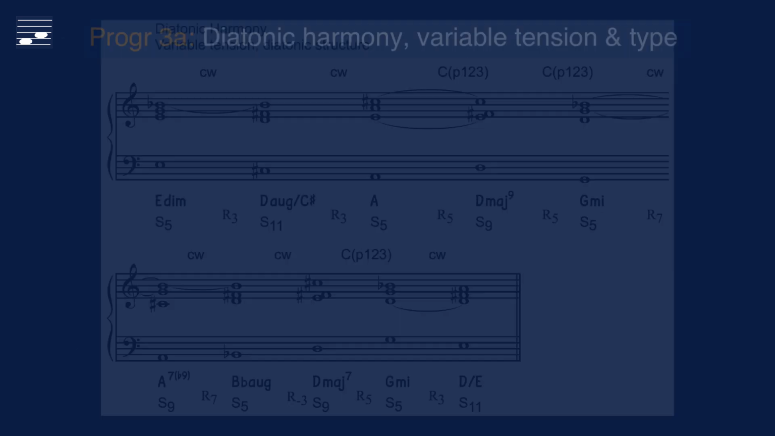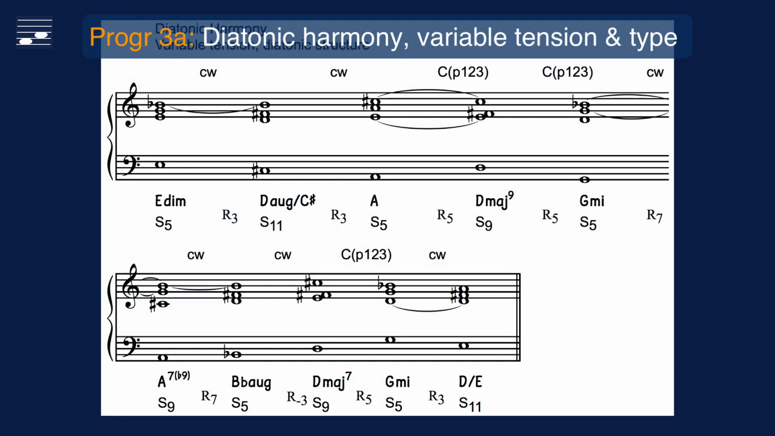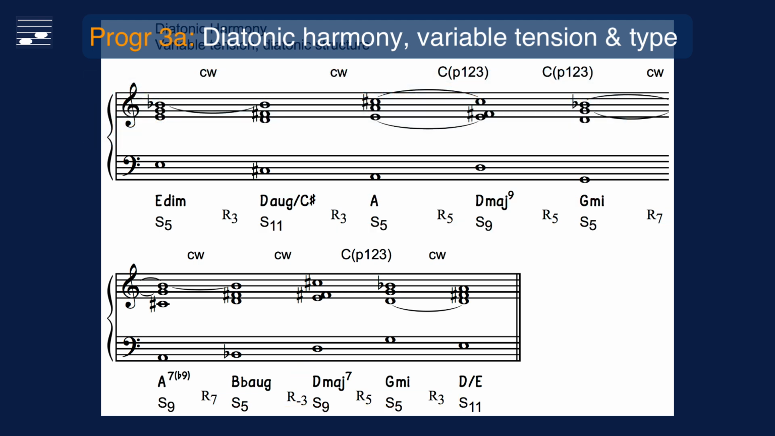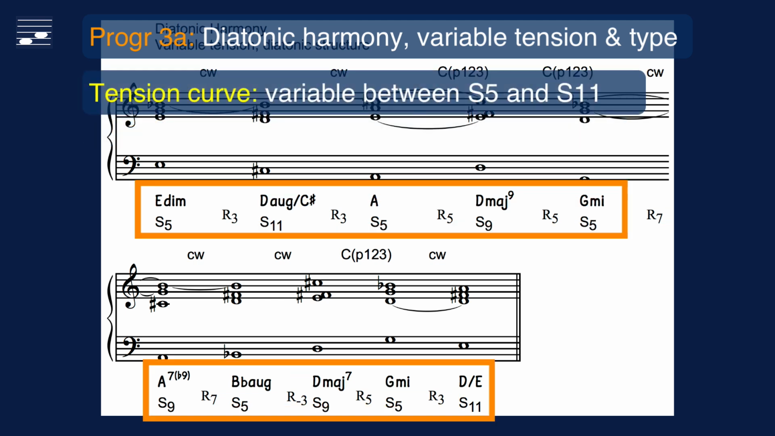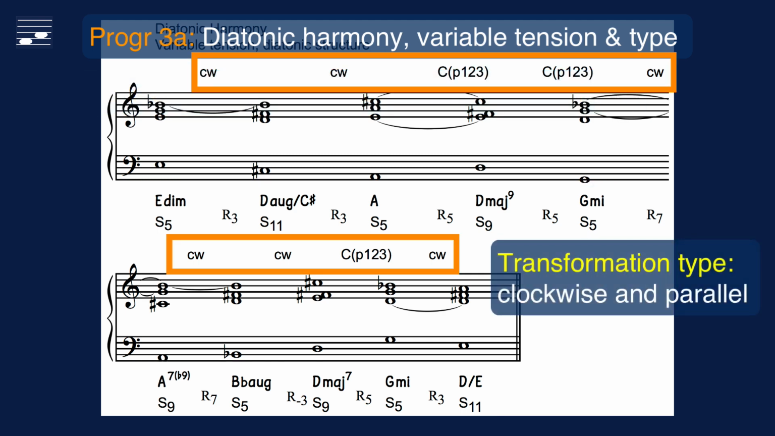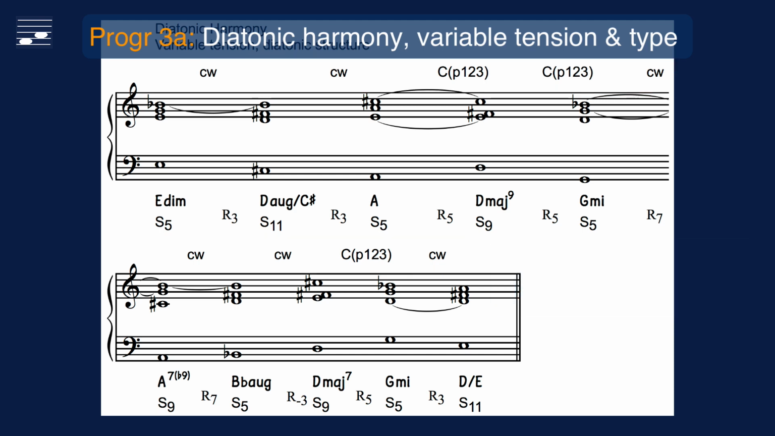In example 3, we return to the diatonic system of harmony, with the progression opening and closing on the tonic pitch E. I'll demonstrate the effect of alternative transformations. Looking at the diatonic roots, we see positive root cycles only, with one exception. There's a variable tension between S5 and S11. This progression uses 2 transformation types, clockwise cyclic part permutation and fully parallel motion, labeled with constant P1 to 3.